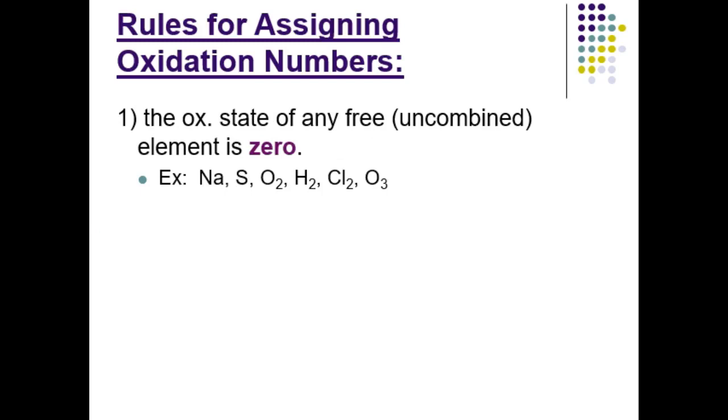Okay, so rules for assigning oxidation numbers. The oxidation state, and this is very, very important right here, for any free element, we talked about that in class, the free element is always 0. They are elements, okay? And nothing else is attached to them. They can, however, be diatomic molecules, or O3, which is a different kind of molecule in itself.